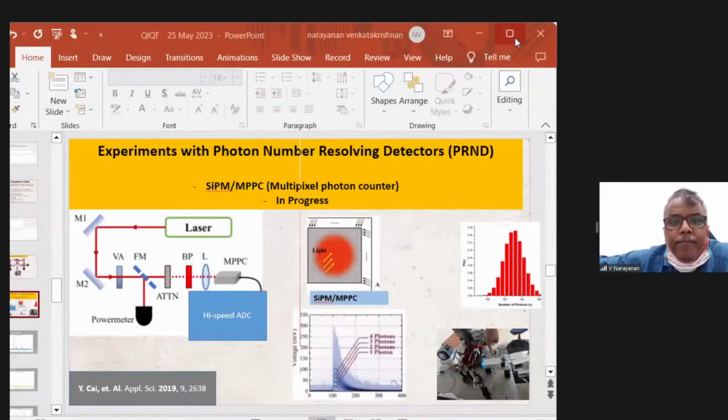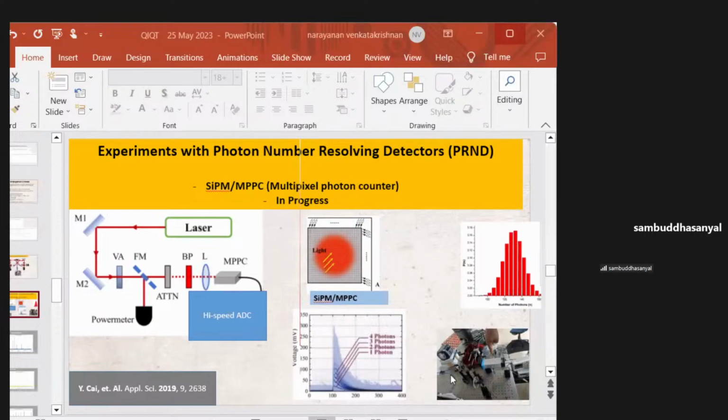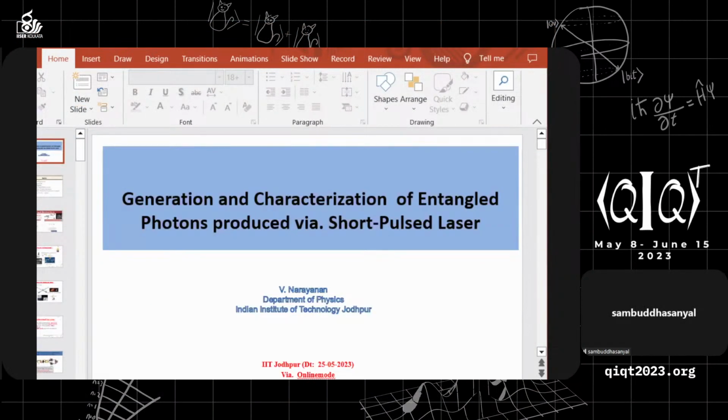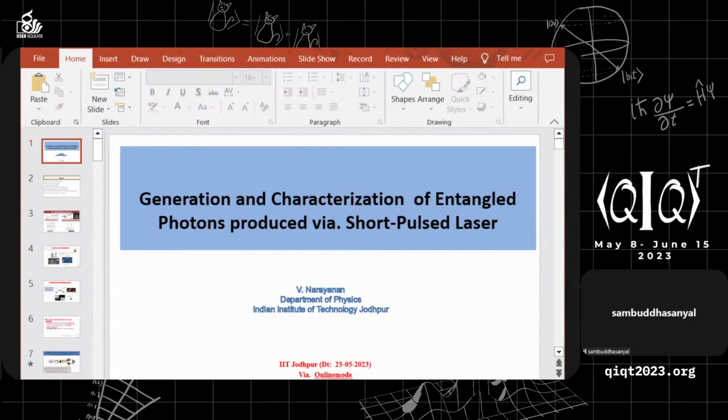Okay, let me just quickly give an introduction to your talk. Professor Narayanan is an assistant professor at IIT Jodhpur. He works on the generation of entangled photons and its application, laser-matter interaction, optical design for large-scale solar fields, and non-imaging optics. And he will be talking about generation and characterization of entangled photons produced by short pulses. It's to you.